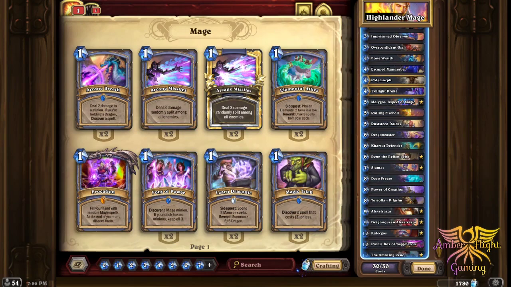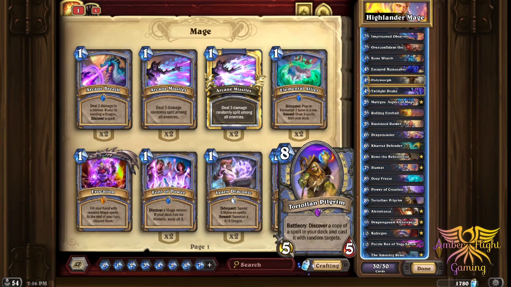Now, another example of knowing your deck can also be seen in Highlander Mage. And you're looking at cards like Tortollan Pilgrim. You get to discover a copy of a spell that's in your deck and cast it with random targets. Knowing which spells are left in your deck is important to deciding if you want to play this card. When you hit turn 8 or later, you can just play this card out, but it might not give you the effect that you're looking for if you don't know what spells are in your deck.